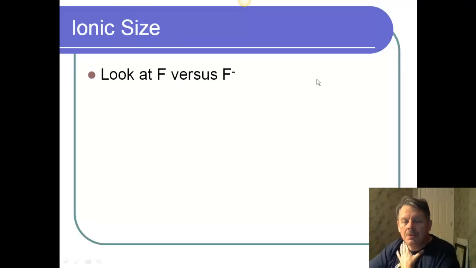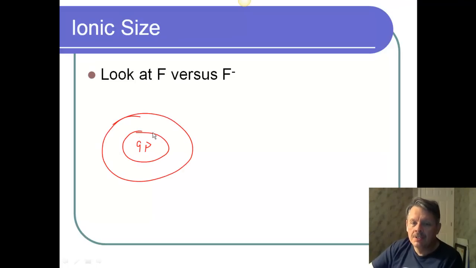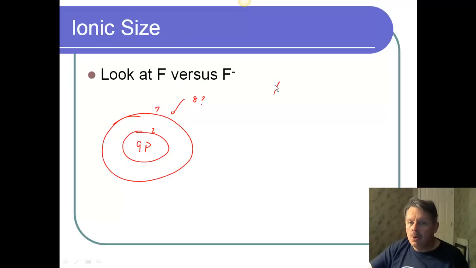Conversely, what happens if I do fluorine? Well, logically, it should get bigger, right? And in fact, it does. If I have 9 protons in the middle, that means I have 2 electrons there and 7 there. What happens if I add an electron here to make it 8? Well, if I add an electron, then these electrons that are in here are all going to repel each other just a little bit more. So if I become negative, I will get bigger.